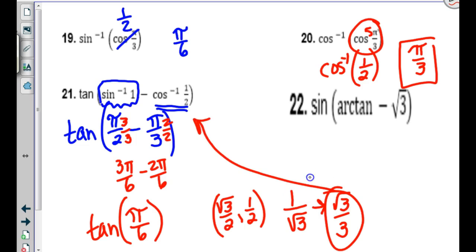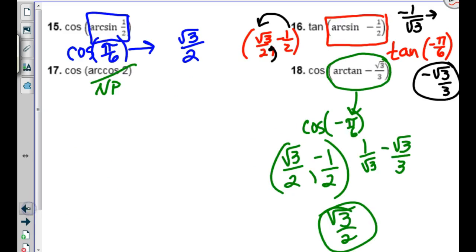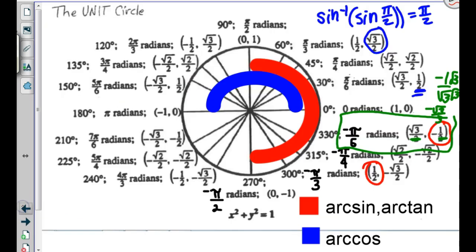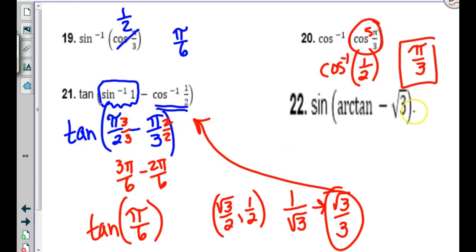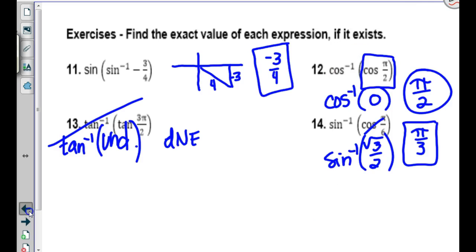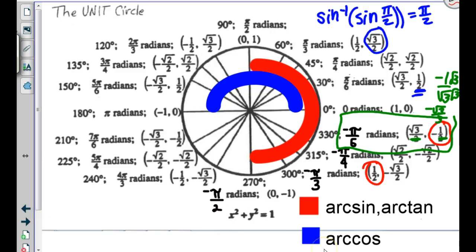All right. Do you have this number 22 as well? Okay. What did it ask first? Where's the tangent negative square root of 3? Okay. Where is the tangent negative? Well, the tangent, I have to look in quadrants 1 and 4, and it's going to be negative in quadrant 4. And I want it to be negative root 3.